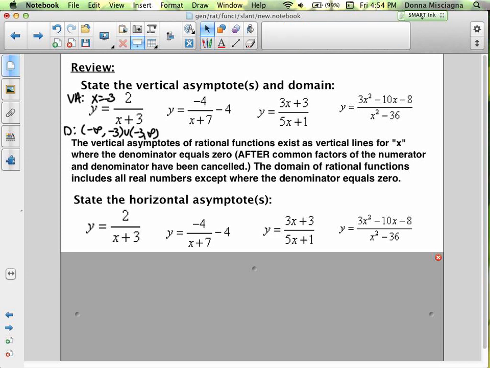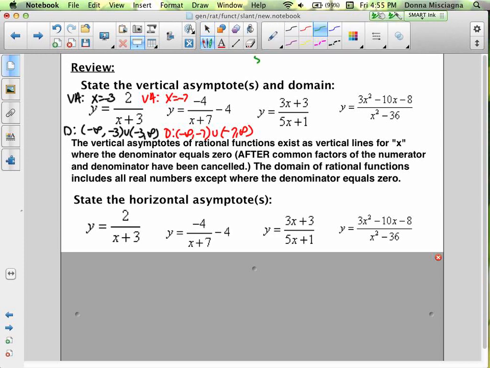Okay, so the next one here, we again set our denominator equal to 0. So we're going to have a vertical asymptote at x equals negative 7, because if we set x plus 7 equal to 0 and subtract 7 from both sides, x would be negative 7. So our domain is not going to include negative 7, so that would be negative infinity to negative 7, negative 7 to infinity.